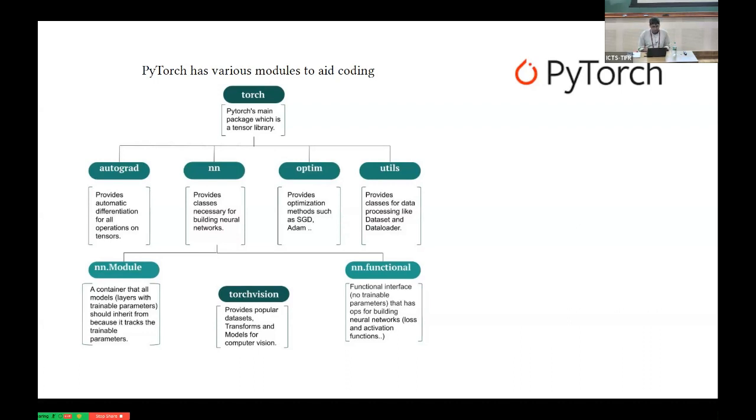The optimizer contains a set of optimizer definitions that you can use to make the weight updates in your neural net. And the utility module helps you manage your data by creating batches, something called mini batches, that you can use for training, and implementing random shuffling of your data and all that.